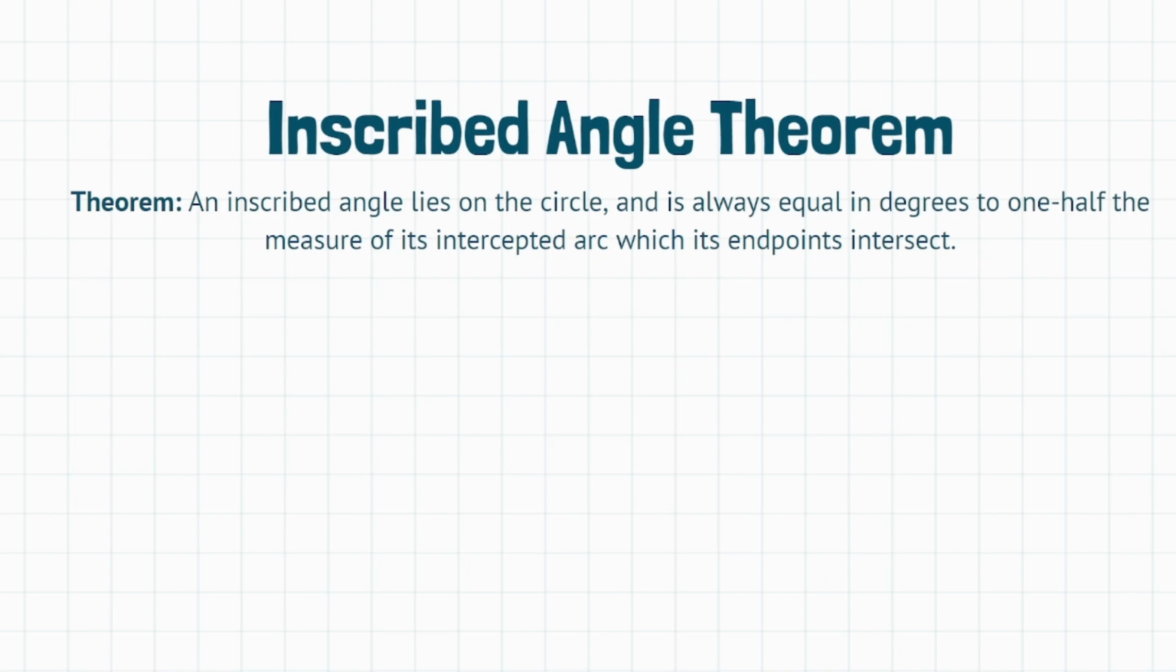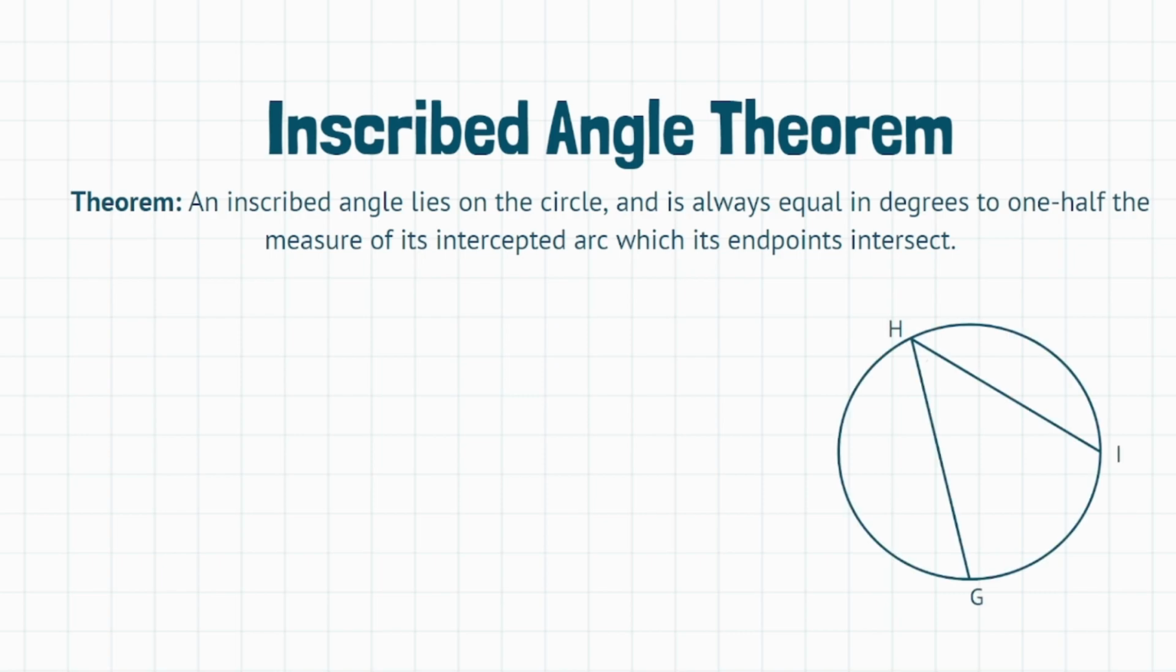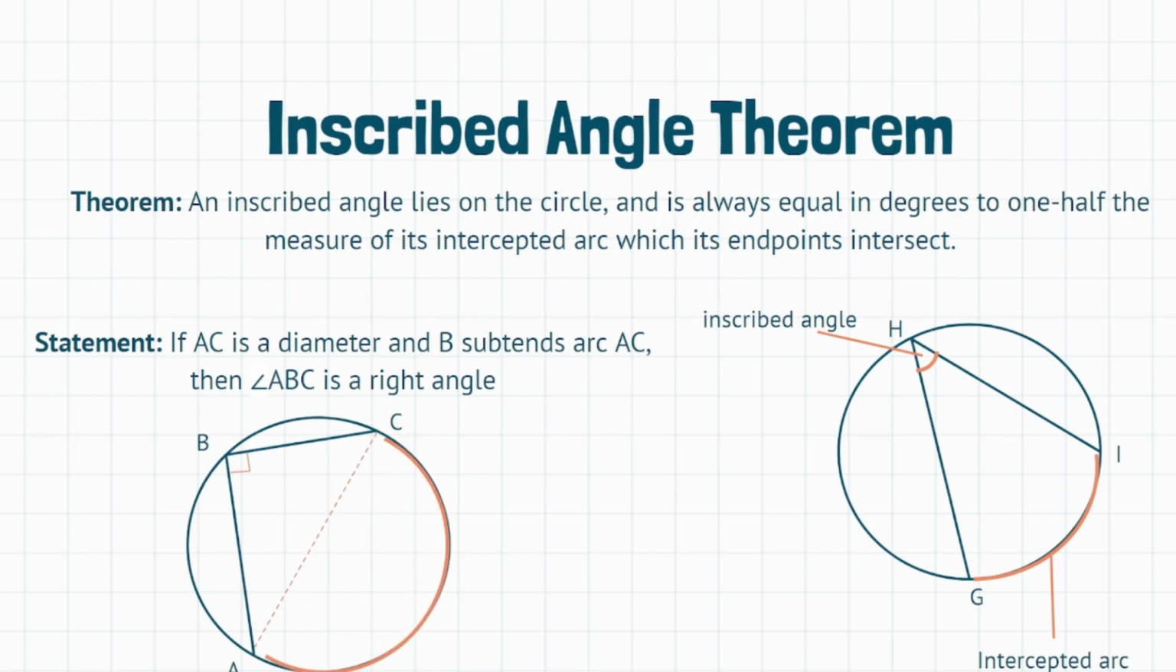Now we will give a short overview of the inscribed angle theorem, which states that an inscribed angle lies on the circle. It is always equal in degrees to 1/2 the measure of its intercepted arc where its endpoints intersect. If AC is a diameter and B subtends arc AC, then angle ABC is a right angle.